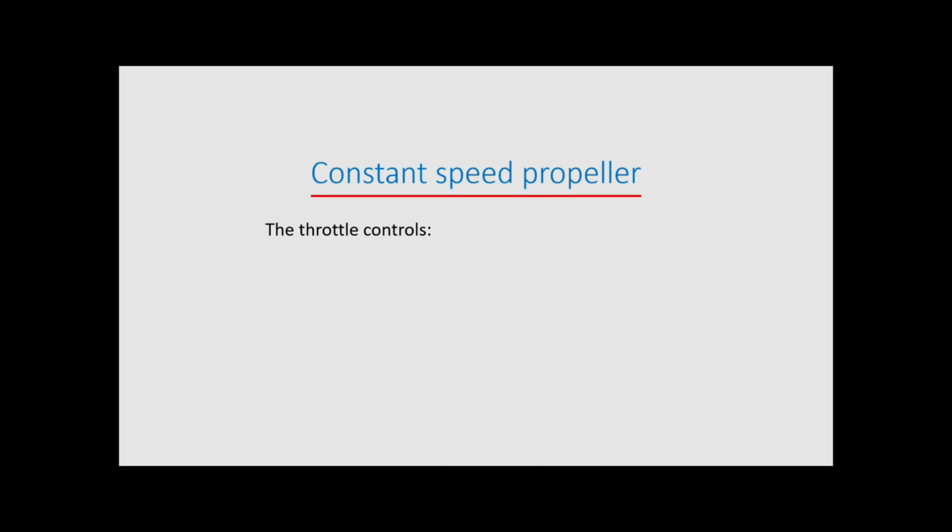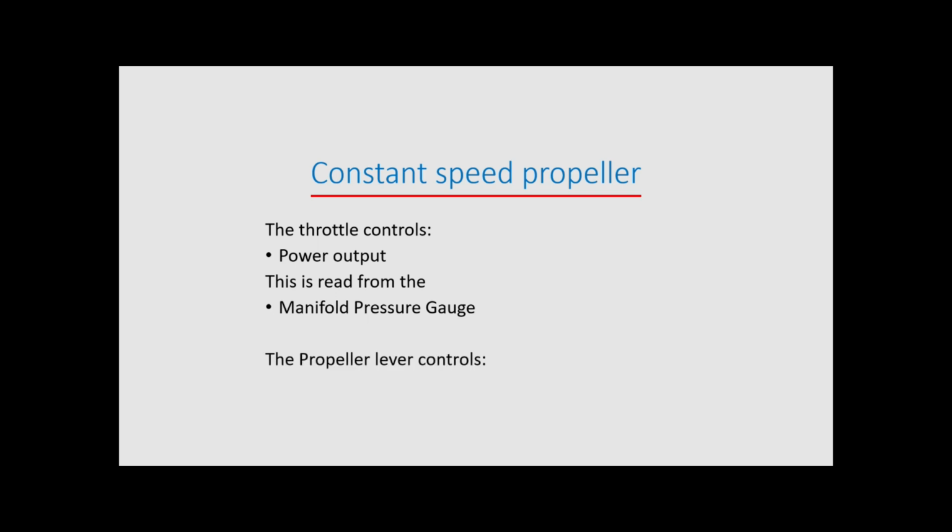So on a constant speed propeller, the throttle controls power output. This is read from the manifold pressure gauge. The propeller lever controls engine revolution, and the instrument we use to monitor this is the tachometer.